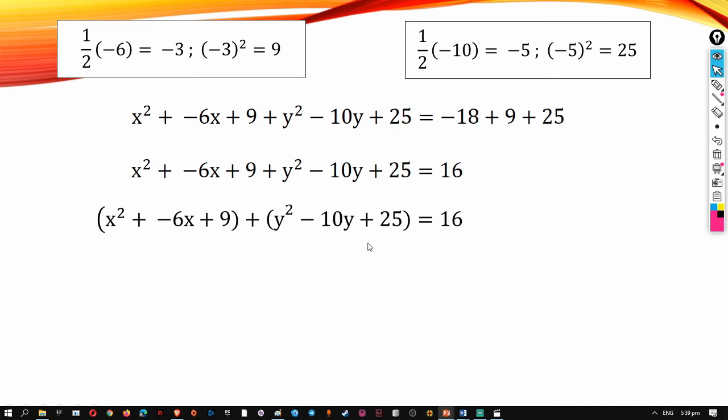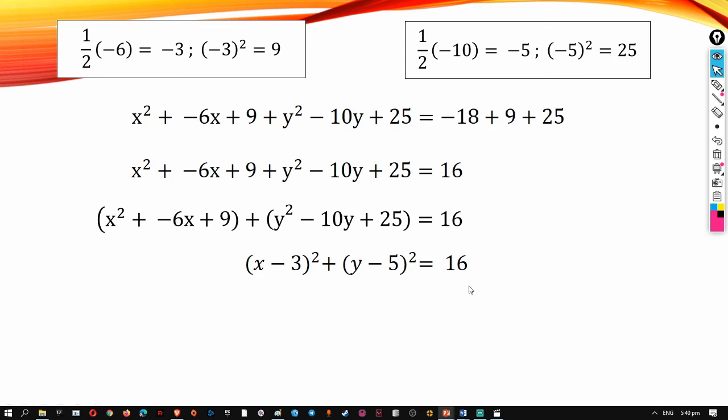Okay. So, inulit ko lang pala. Then, okay. So, kukunin ko na yung square of binomial. So, saan galing to? Di ba? The x squared minus 6x plus 9 is equal to x minus 3 squared. And y squared minus 10y plus 25 is equal to y minus 5 squared. So, kumbaga, in-express ko lang itong trinomial into a square of binomial.